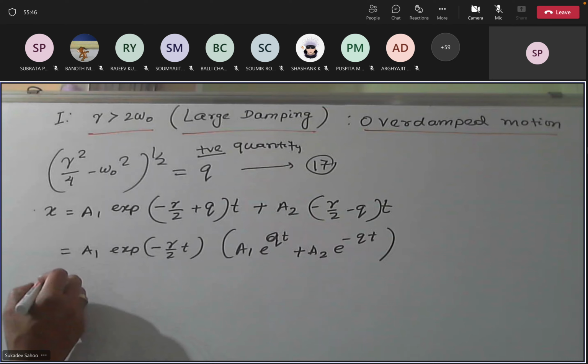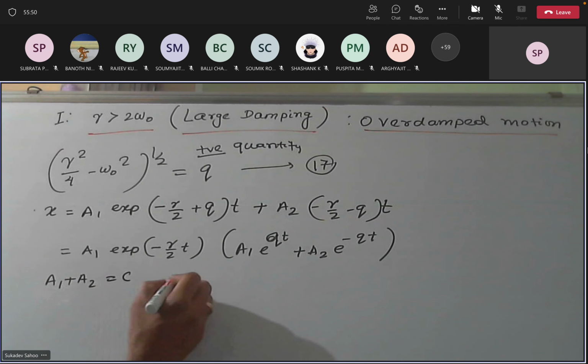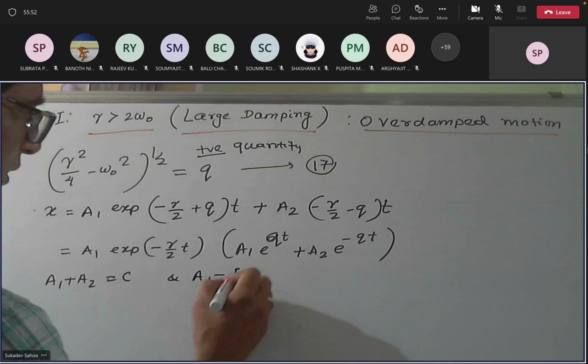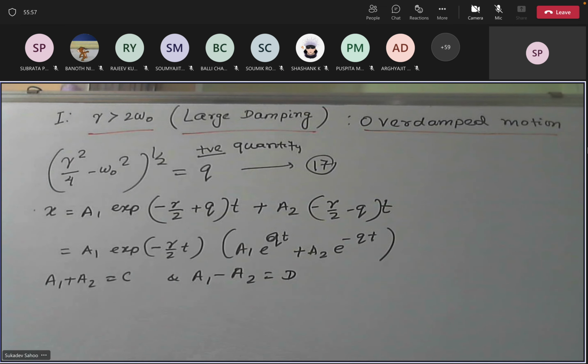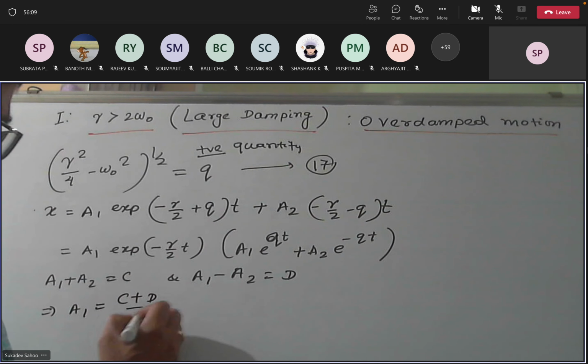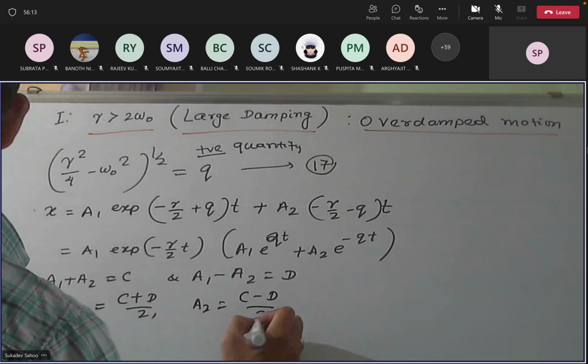Now let us substitute A1 plus A2 equal to C and A1 minus A2 equal to D. Then we can write A1 as C plus D by 2 and A2 as C minus D by 2.